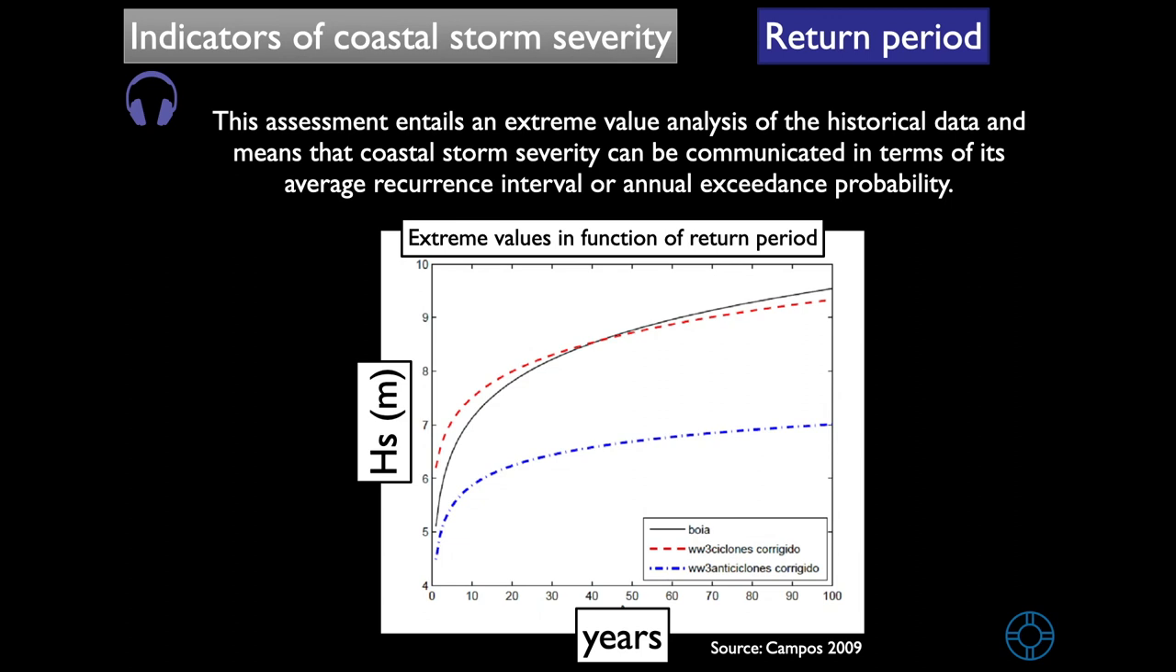This graph, produced by Campos in 2009, estimates the extreme values of significant wave height as functions of return period up to 100 years. The author used hindcast and buoy data. Inside the graph, the red line indicates the estimates using cyclone hindcast data. The blue line indicates the estimates using anticyclone hindcast data, and the black solid line indicates the estimates using buoy data, which is mostly more reliable. This is for the South Atlantic, near southeastern Brazil, and it's very useful for the oil and gas industry that operates in this region.